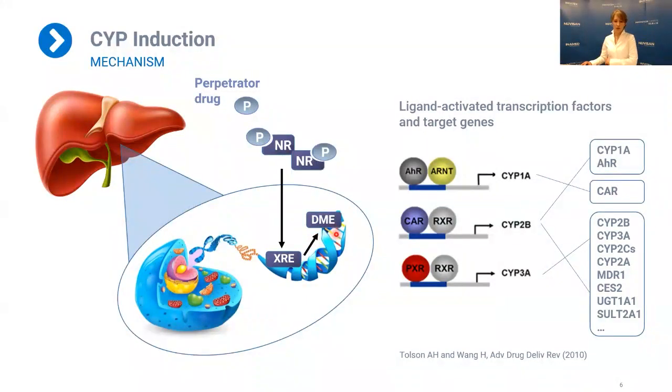In terms of subinduction, the most relevant isoforms are CYP1A, CYP2B, and CYP3A. They are controlled by different ligand-activated transcription factors, the so-called aryl hydrocarbon receptor, constitutive androstane receptor, and the pregnane X receptor. Please note there is a significant crosstalk, in particular between CAR and PXR, which means they have an overlapping spectrum of target genes for which they control the expression.